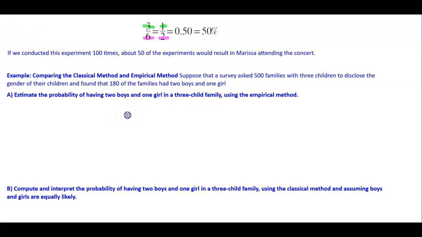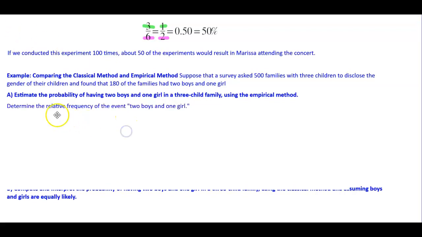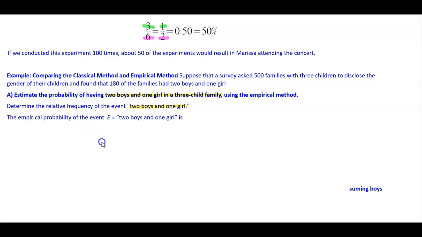method. Okay, so we're going to determine the relative frequency of the event 2 boys and 1 girl, because that's what it's asking. We want to estimate the probability of having 2 boys and 1 girl in a 3-child family. So we're looking for 2 boys and 1 girl. Okay, now the empirical probability of the event, E, which is equal to 2 boys and 1 girl, is the following. Okay, the probability of event E is the relative frequency of event E.